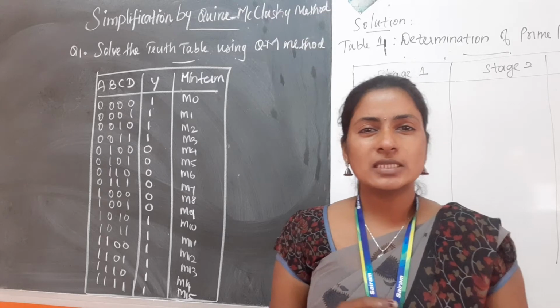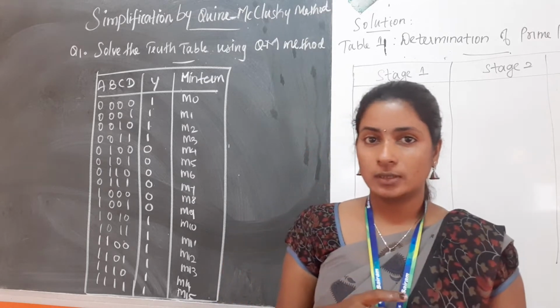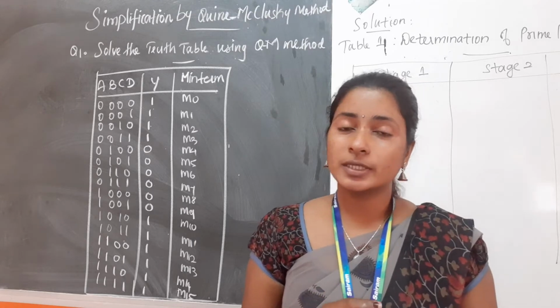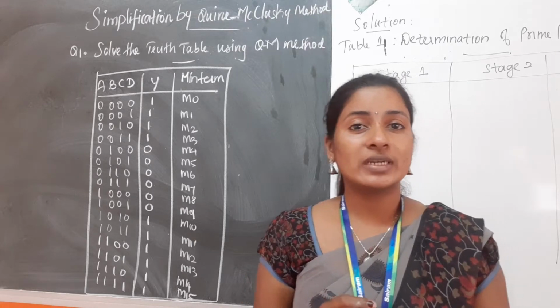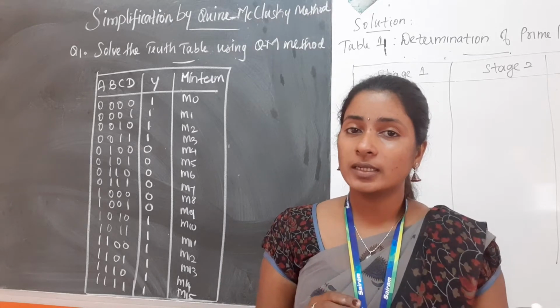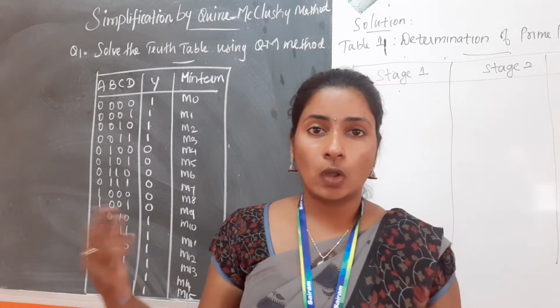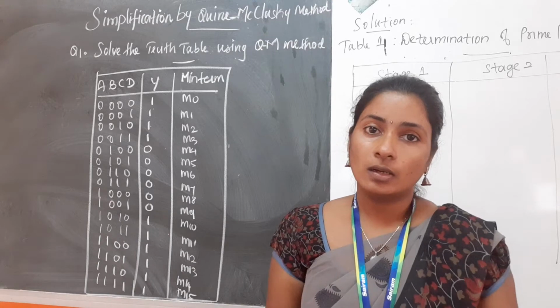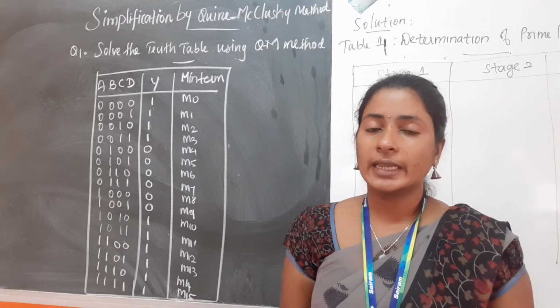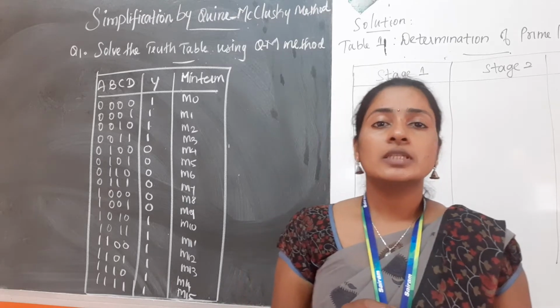Okay, but there are some drawbacks in the Karnaugh map. The Karnaugh map totally depends on the user's ability to identify the groups. This is one drawback. So instead of taking octet, if they are taking quad, or instead of taking quad, if they are taking pair, then they will get wrong result. This is one drawback.